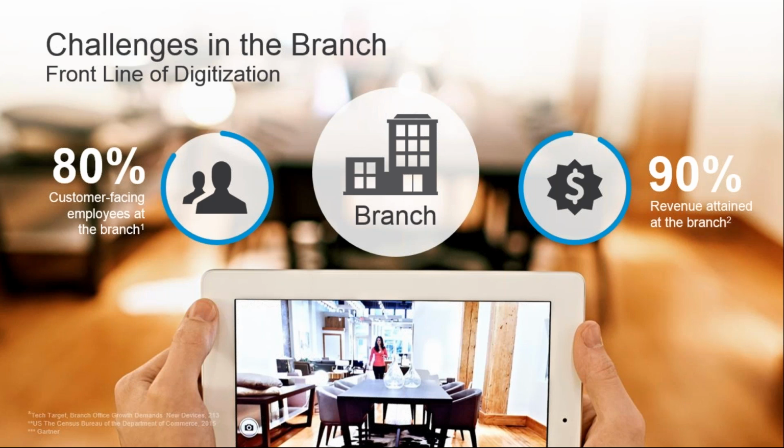Exactly. So the more agile your branch is, the better its connection to the head office, and the faster you get delivery of services, the more committed you'll be to such a business.